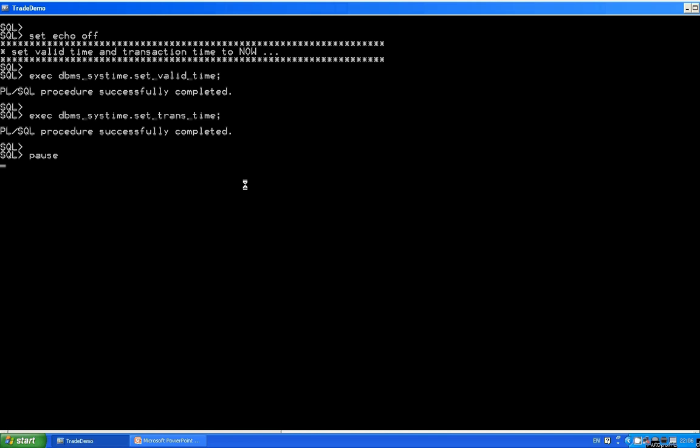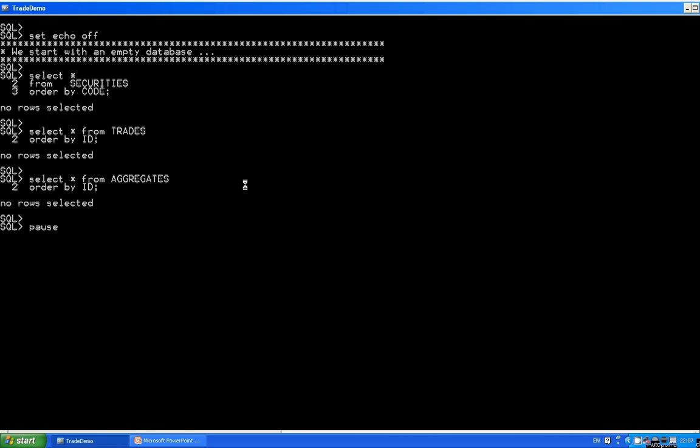As I mentioned in the earlier presentation, TRE needs to know what the time is before we do an operation, so we'll initially set the time to now, and we have 2 dimensions of time. We have the valid time, which is the modelled time that we are recording, and the transaction time is the actual physical transaction time of the database that we're using right now. So we begin with an empty database. We have no rows in the securities, trades or aggregates table.